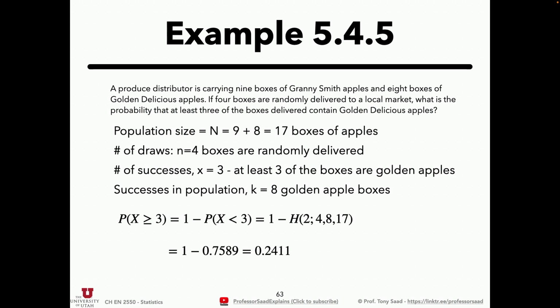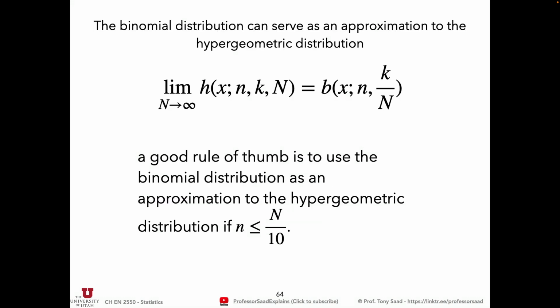So this is 1 minus the probability of x less than 3, not inclusive, which means this is 1 minus the capital H cumulative mass function for the hypergeometric at exactly 2, because x less than 3 means x less than or equal to 2. This is in the discrete world. And then you get a 24% chance of getting the Golden Delicious apples. Okay, so those who like the Granny Smith, this is good luck for us, okay?